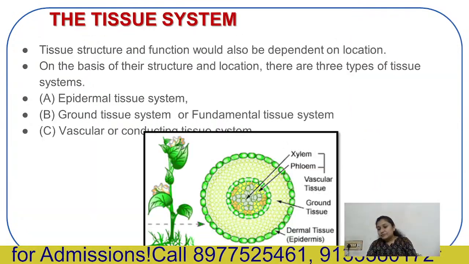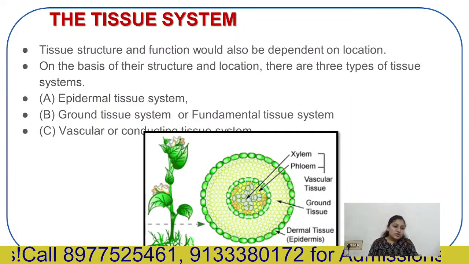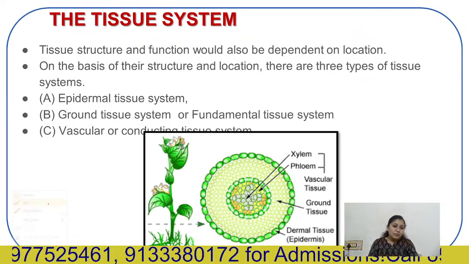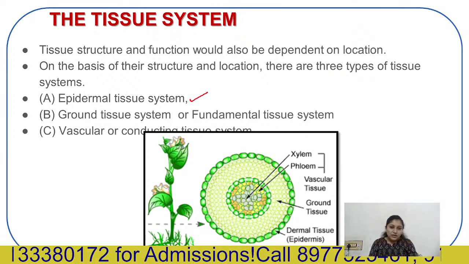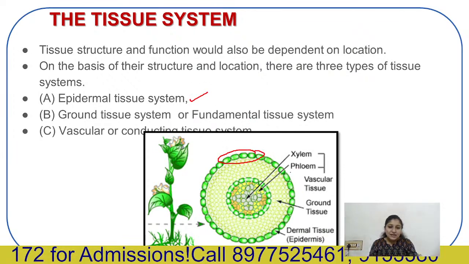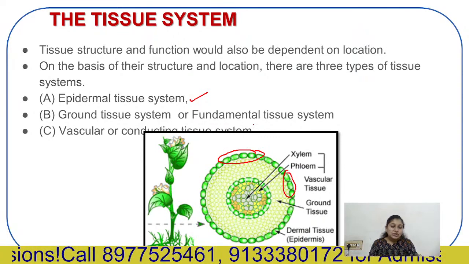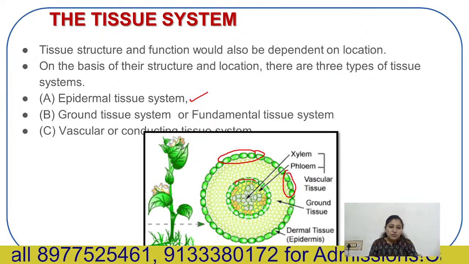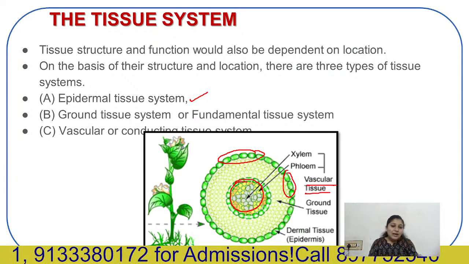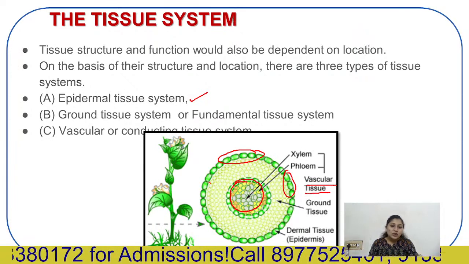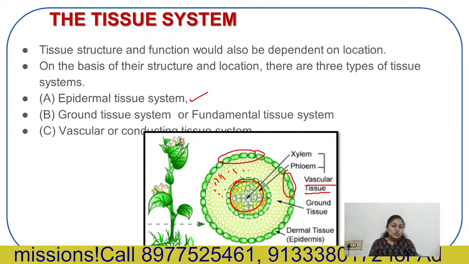Then the tissue system. The tissue system involves three types of tissue systems. The outermost skin of the plant is called the epidermal tissue system, a single layer, so that is dermal tissue, epidermal tissue. Then innermost is vascular tissue, and in between these two, whatever cells fill the space, that is actually ground tissue.